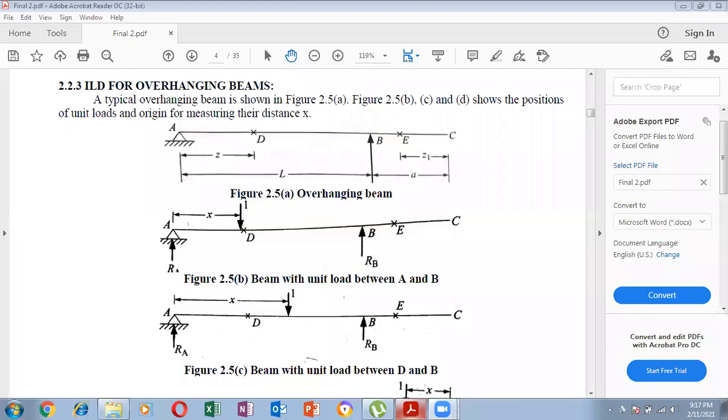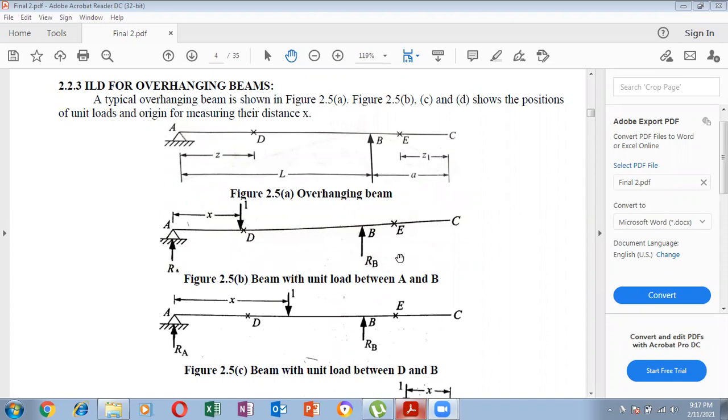So, welcoming you all to this structural analysis class, particularly about influence lines. In this unit, we have seen influence line for determinate structures. We already have seen about influence line for simply supported beam and cantilever beams. In this video, we will see how to obtain the influence line for the overhanging beam.